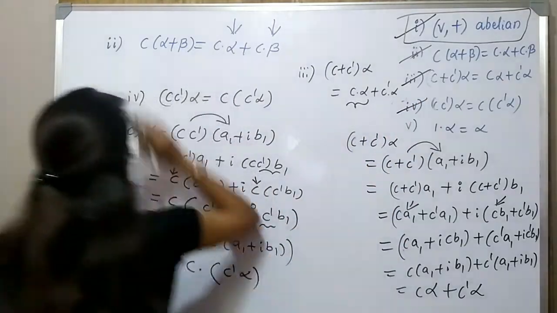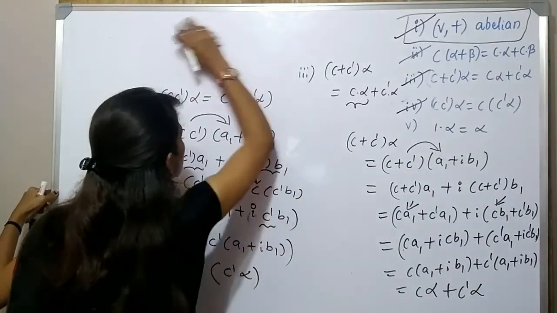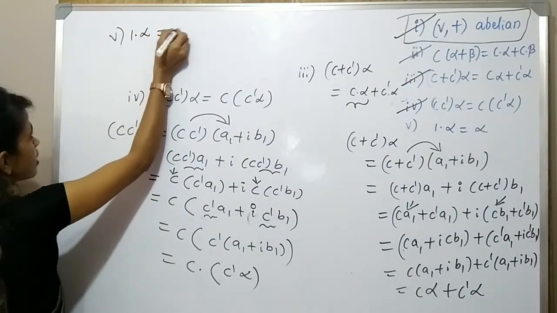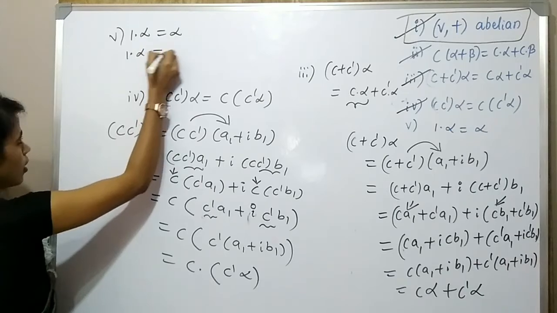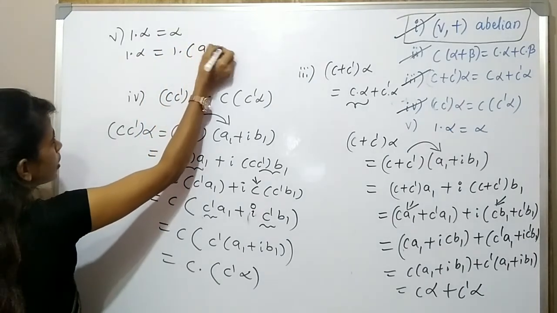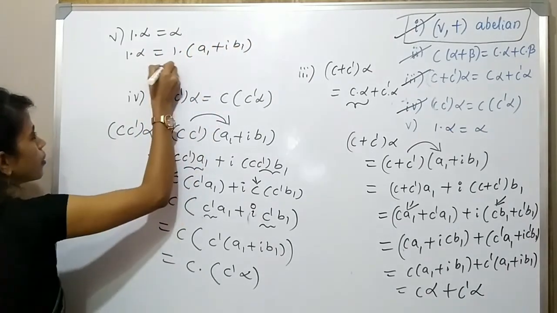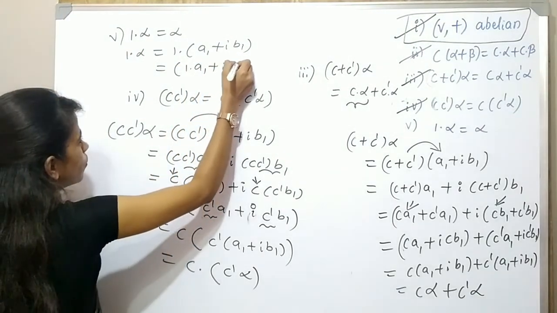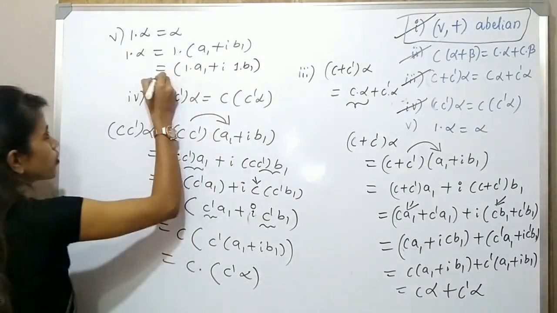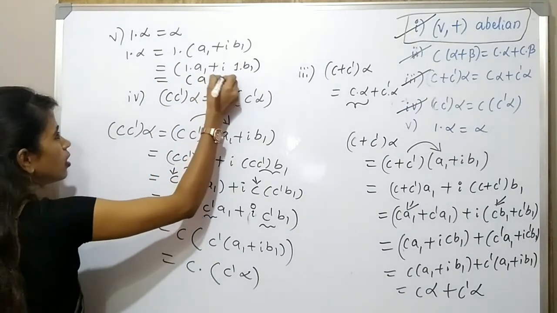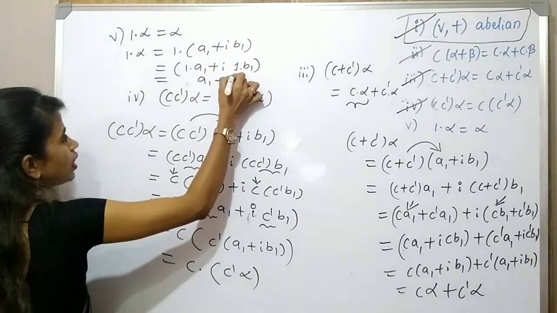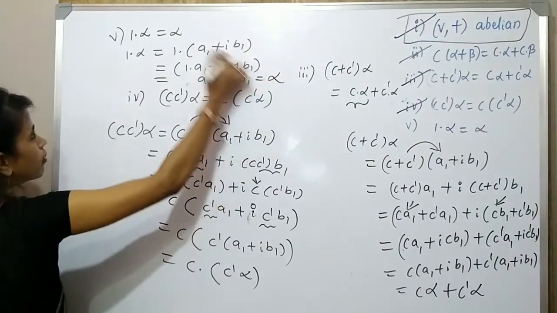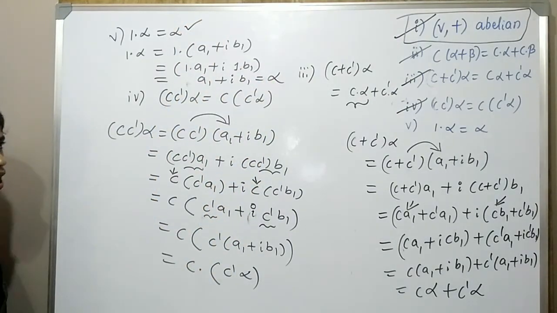Last one. For the last one, I am writing here because this is simple. 1 dot alpha is equal to alpha. For that consider 1 dot alpha. 1 dot, what is alpha? A1 plus i into B1. So if I multiply 1 within the bracket, 1 dot A1 plus i into 1 dot B1. So this becomes what? 1 dot A1 is A1. Next, plus i into 1 dot B1 is B1. Therefore, we get alpha. What is A1 plus i B1? That is alpha. 1 dot alpha is equal to alpha.